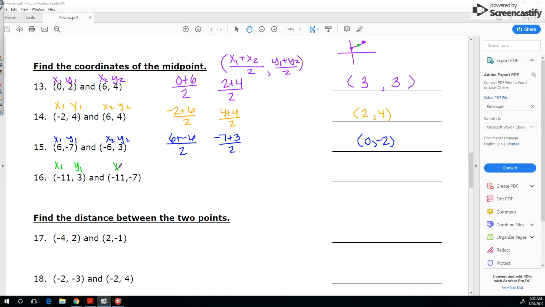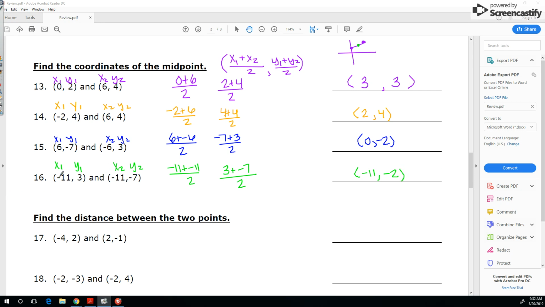x1, y1, x2, y2. Negative 11 plus negative 11 is not 0. Negative 11 plus negative 11 is negative 22, and negative 22 divided by 2 is negative 11. 3 plus negative 7, again, we already saw that. That's negative 4, and negative 4 divided by 2 is negative 2.